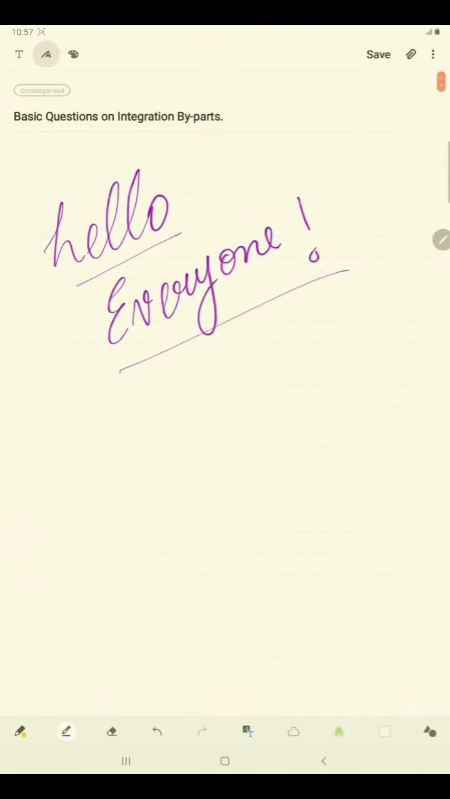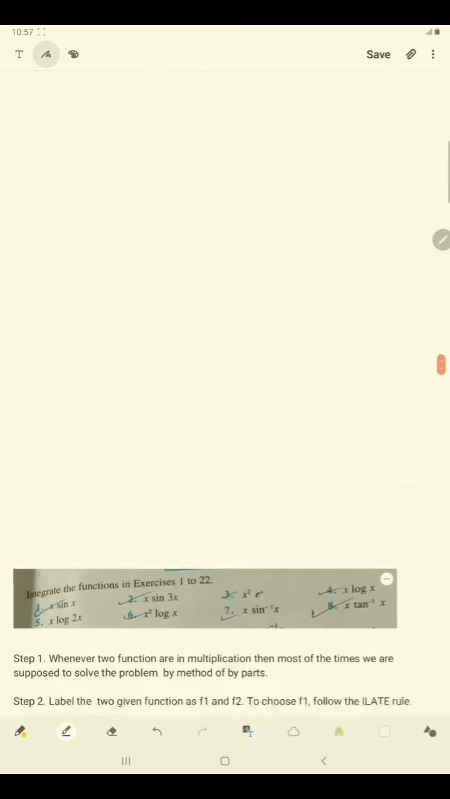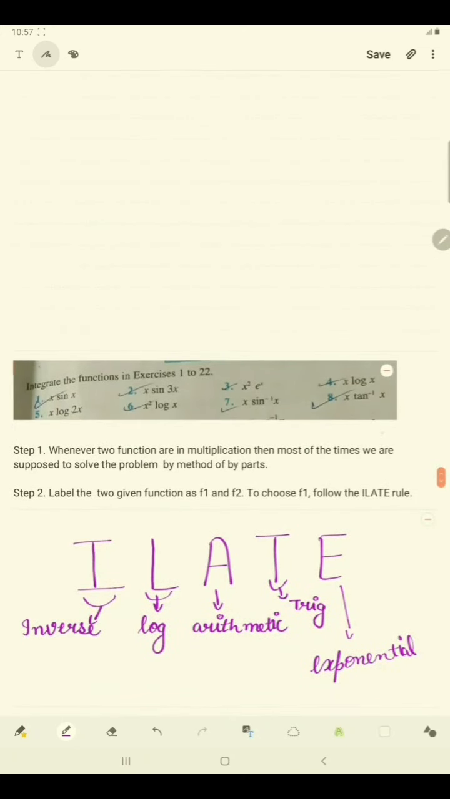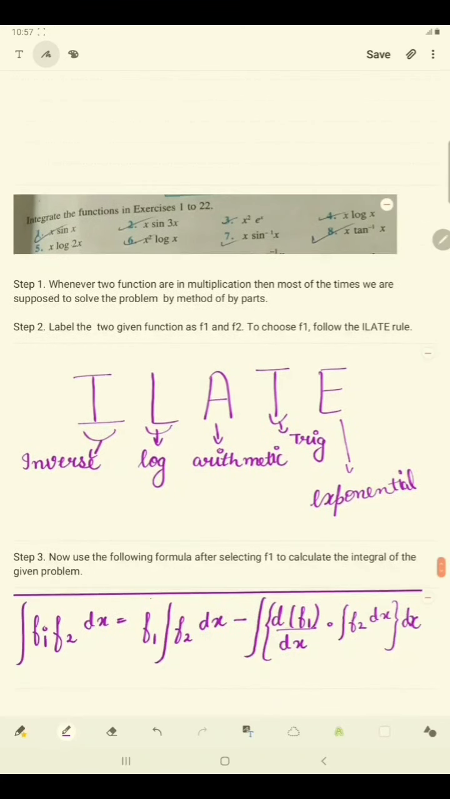Hello everyone. Today we are going to discuss some basic questions on the topic integration by parts. So we are going to discuss 8 problems on integration by parts. Let's first go through the steps that we need to follow to solve the questions.